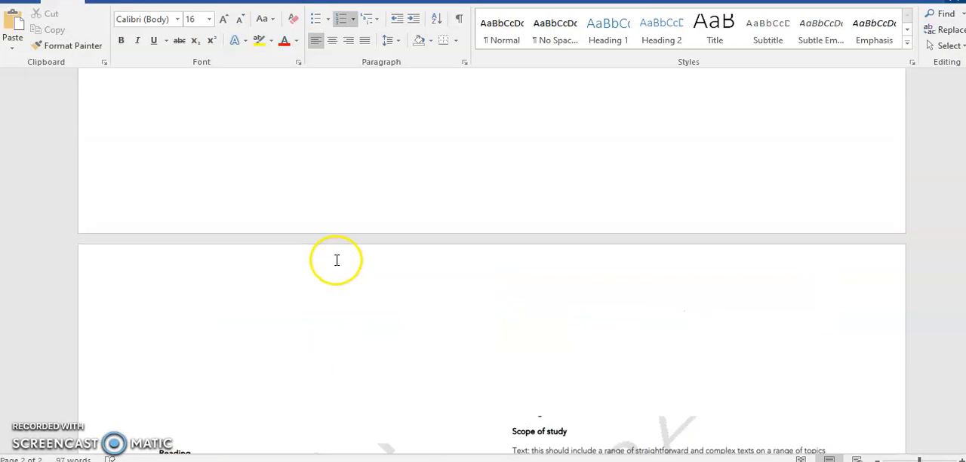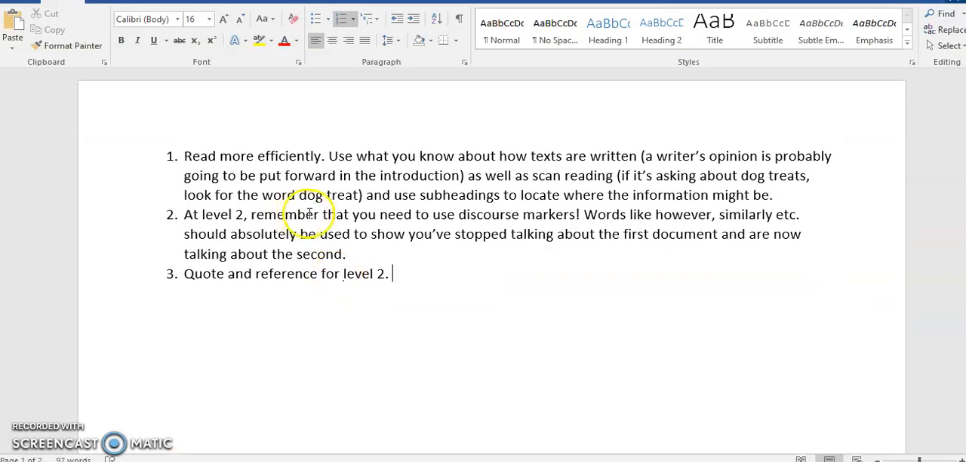So just to reiterate here, top tips really, you need to be reading more efficiently if it's both levels, and use what you know about how the text is written. So opinions, a writer's opinion is probably going to be in the introduction if it's an article. Scan reading. So for instance, if it's asking about dog treats, look for the word dog treats and use the subheadings and other layout or organisational features to find what you want to be looking for. Because as we've just demonstrated there, those subheadings were super useful for me when it came to identifying what section I wanted to look at.